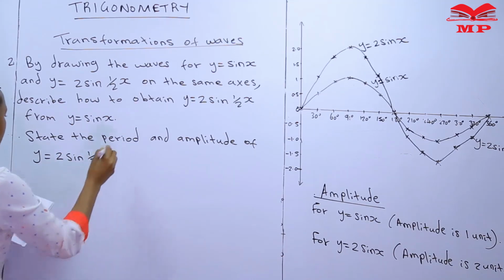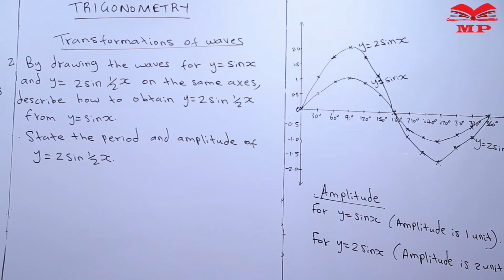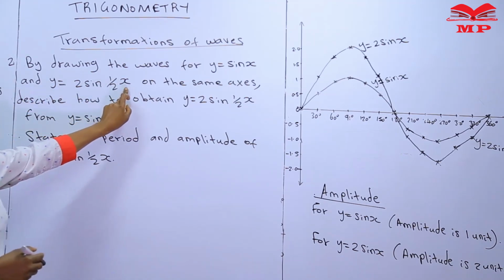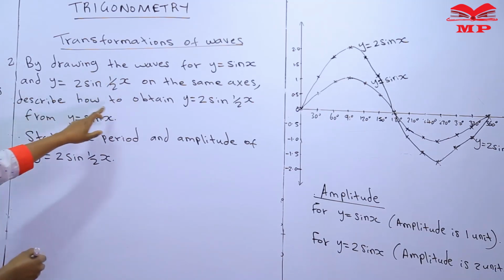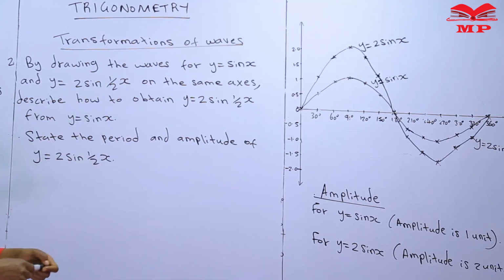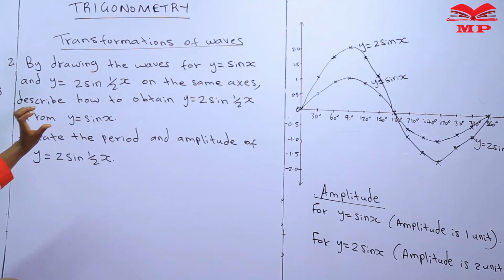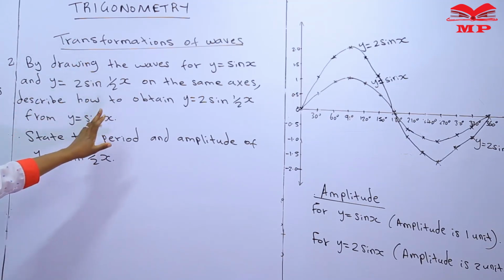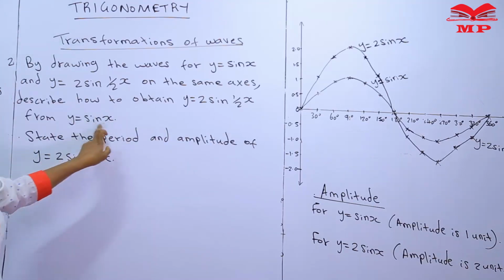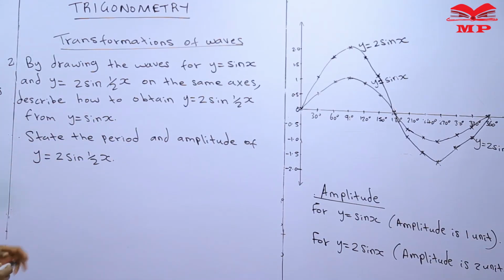So that's what we have been given in that question: by drawing the waves for y equals sine x and y equals 2 sine a half x on the same axis, describe how to obtain y equals 2 sine a half x from y equals sine x. Or simply we are told to describe the transformation as we are obtaining this from y equals sine x. Then we are told also to state the amplitude and also the period of y equals 2 sine a half x. So in this, we again come to plotting the waves.